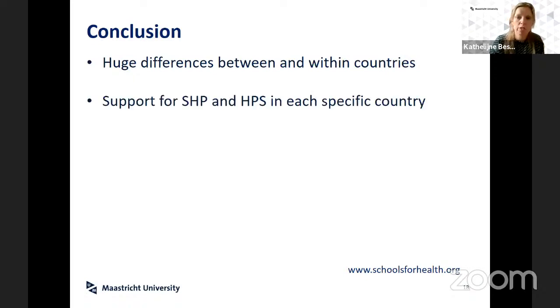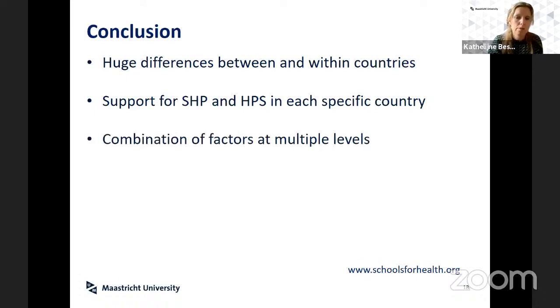And although we aim for an integrated formal health promoting school approach, support for both the school health promotion activities and the health promoting school approach is important. We believe that school health promotion may serve as a catalyst for stimulating schools and countries to evolve to a health promoting school approach. Sometimes schools or countries may not just be ready for the health promoting school approach yet, but later on they will be.